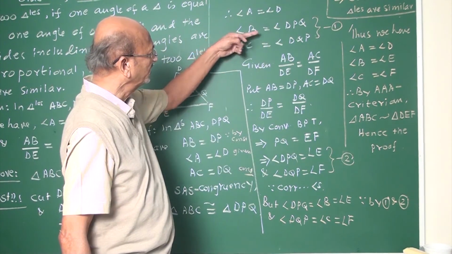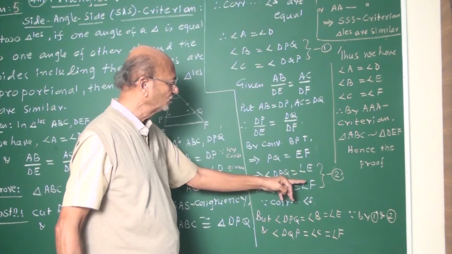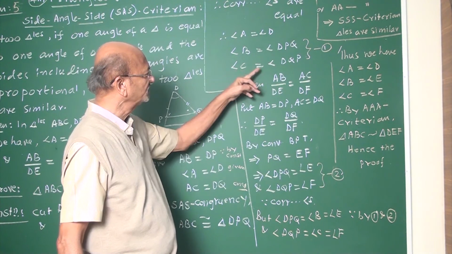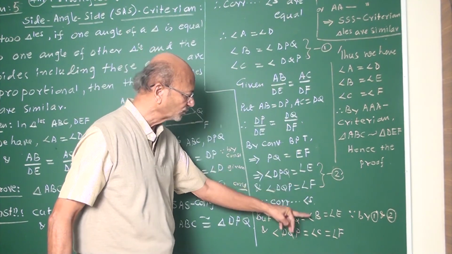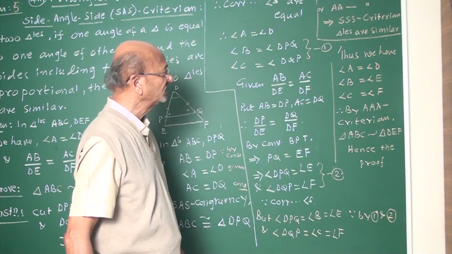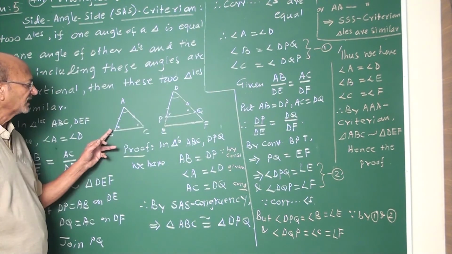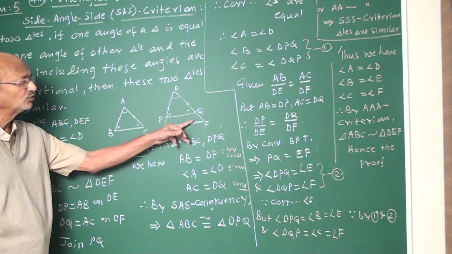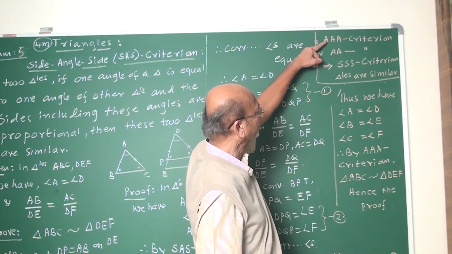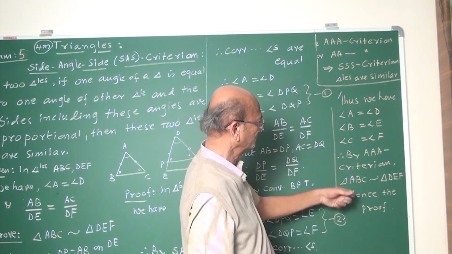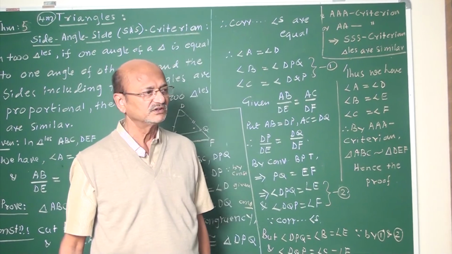See, angle B, DPQ is angle E. Therefore, angle B equal to angle E. Similarly, angle C, angle DQP, which is F. Therefore, my friend, C equals F. Thus, we have all the three angles: angle A equal to angle D, angle B equal to angle E, angle C equal to angle F. By using the triple A criterion, triangles are similar. This is the proof of this theorem, my friends.